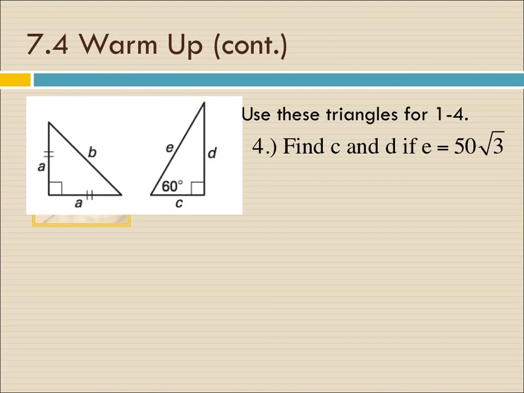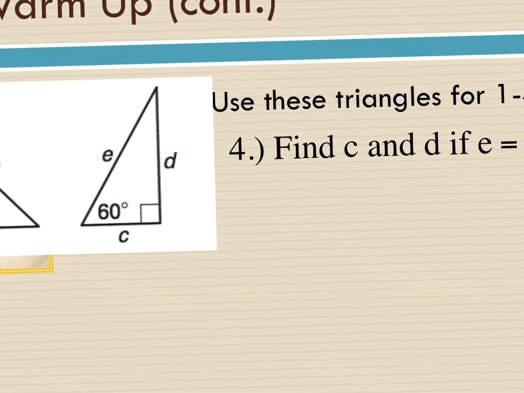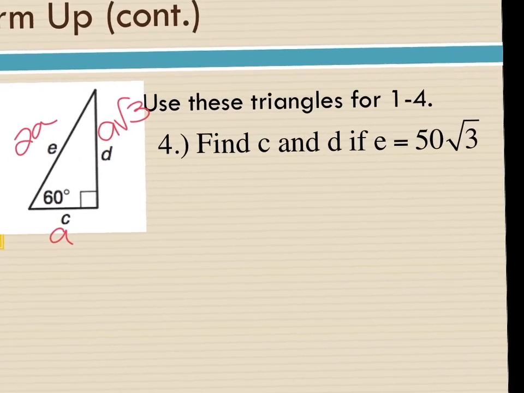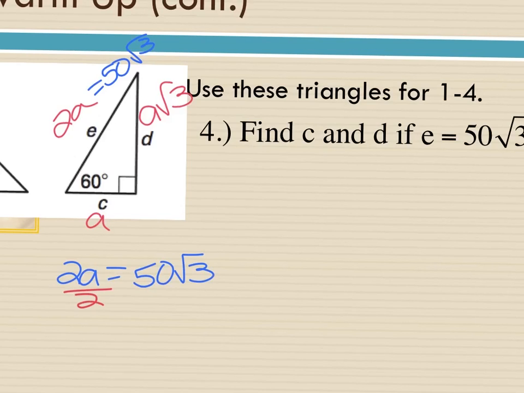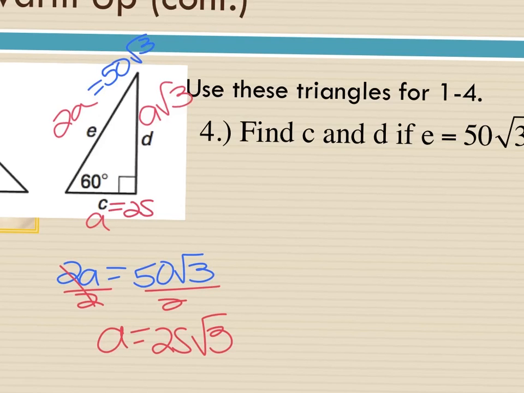Okay, and then C and D if E is 50 root 3. Okay, so I'm going to mark them again. So this would have been A, this is A root 3, and this is 2A. So if that is the side that they give you, which is 50 root 3, then to solve for A, I do what? How do I get? Good, divide both sides by 2. So A is 25 root 3, which gives me that side C. That one's already given.